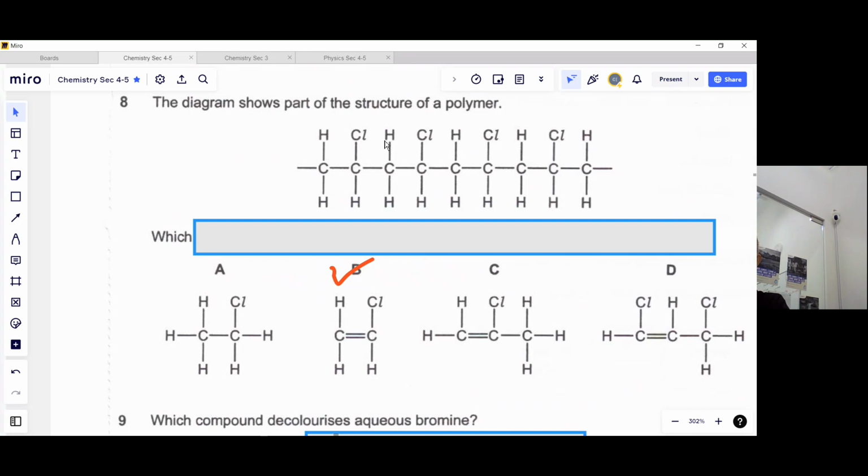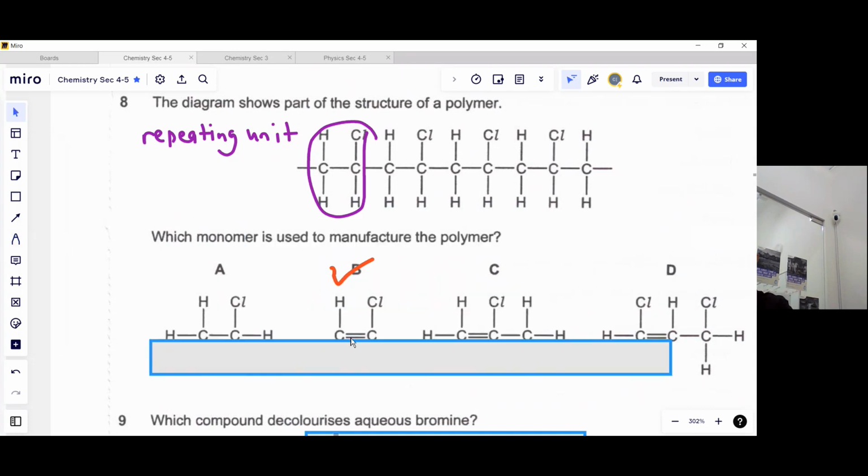Again, make sure you can see the repeating unit. Guys, can you highlight in your notes somewhere: this chunk here is called a repeating unit. Sometimes you see this term being used, repeating unit. The repeating unit basically gives you the monomer.